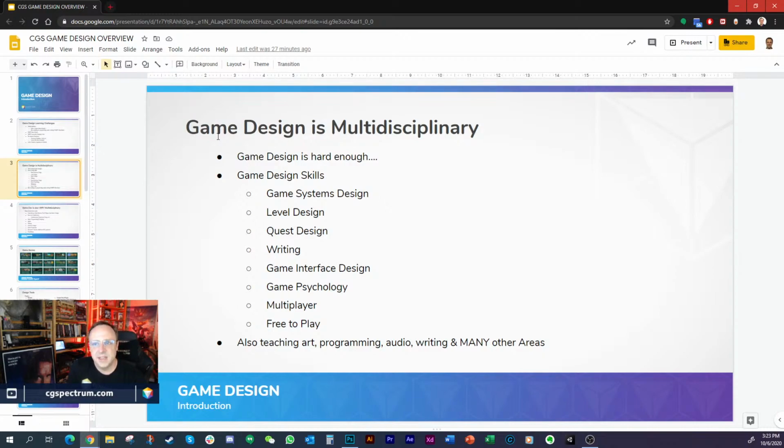And then as a game designer, the next big area is level design. How do you take those systems that you created and designed? How do you create those?